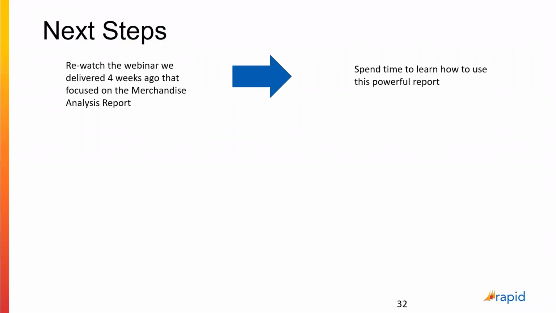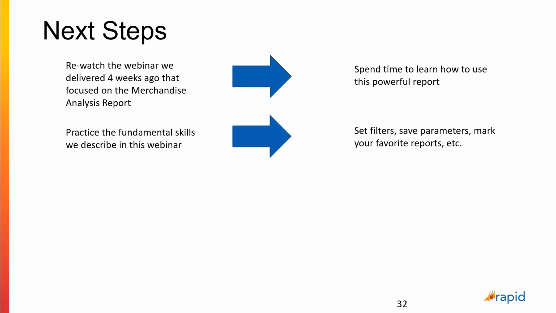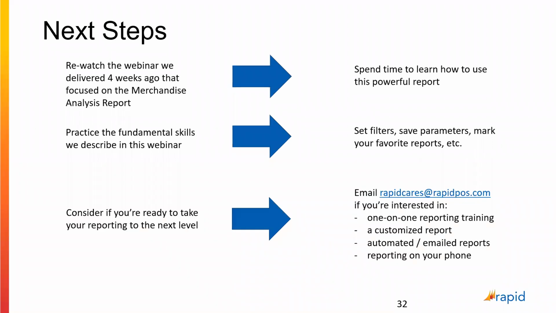Perfect. So next steps that we've come up with for you guys. First, rewatch the webinar that we delivered four weeks ago. You keep hearing me say this merchandise analysis report is the most important. Spend some time with that report and understand what it can do for you. The next thing is to practice the fundamental skills that we've described in this webinar. If you've always been running reports without setting filters, start setting some filters so that you can really narrow in on a specific category, a specific store, a specific set of items. If you find yourself frustrated because every time you enter a report you need to reset the parameters, start saving parameters. You can save an unlimited number of parameters, so do that, and for sure mark your favorites so that they're always sitting right in front of you.